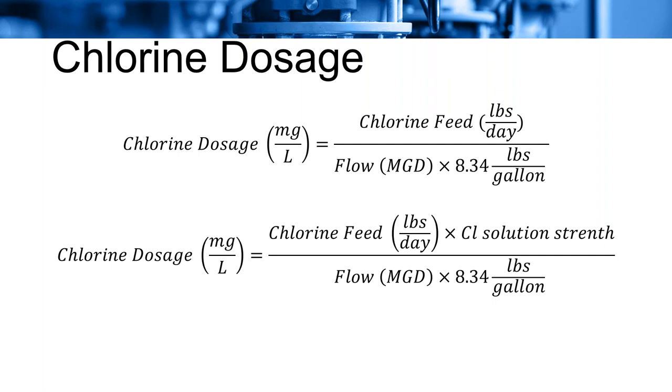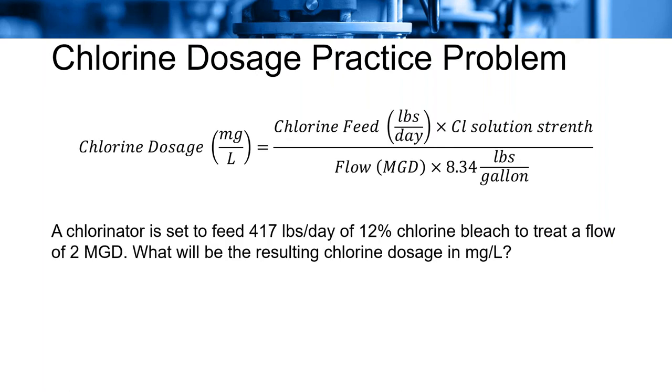So let's go ahead and do a sample problem. The question that we're going to go over is, a chlorinator is set to feed 417 pounds a day of 12% chlorine bleach to treat a flow of 2 MGD. What will the resulting chlorine dosage in milligrams per liter be? And we're going to go ahead and solve this step by step again.